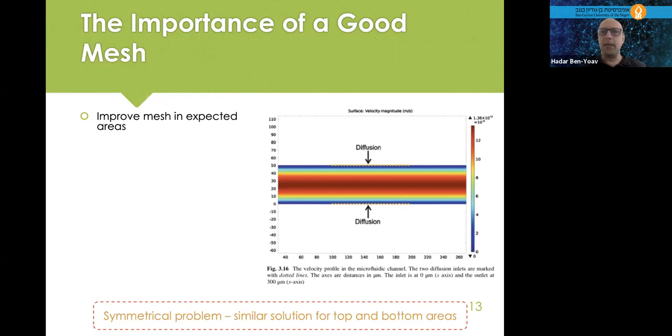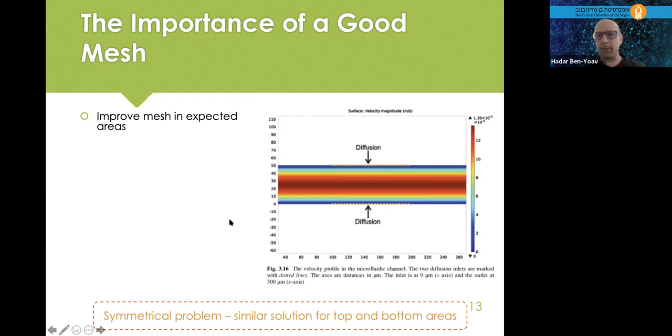So let's see another example for the importance of a good mesh. And here we have a channel, some liquid fluid flows in the channel. And we have two different areas where there is some kind of flow of solution towards the end. So we have open channels at both sides. So flow is flowing here and also supposed to flow from here.